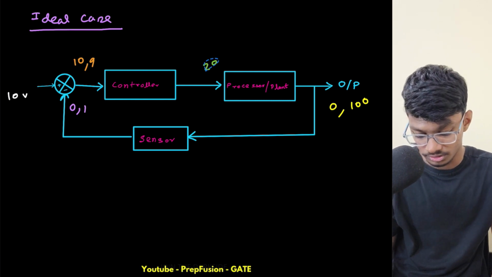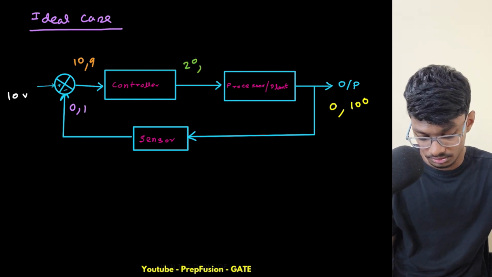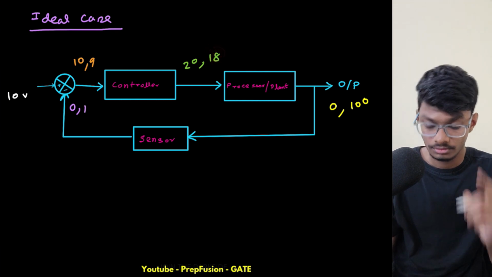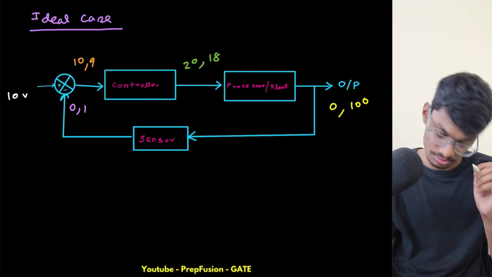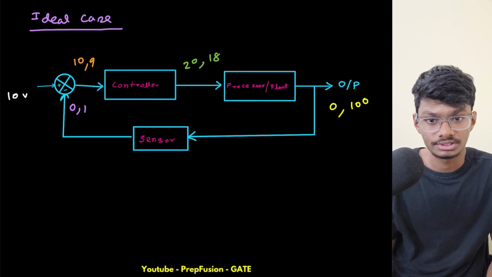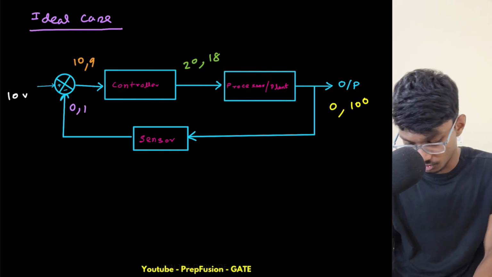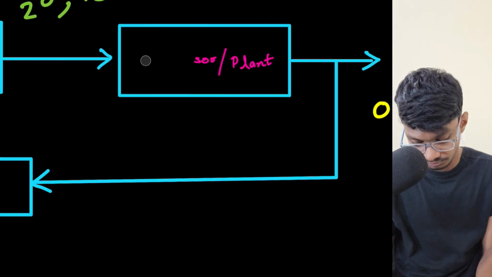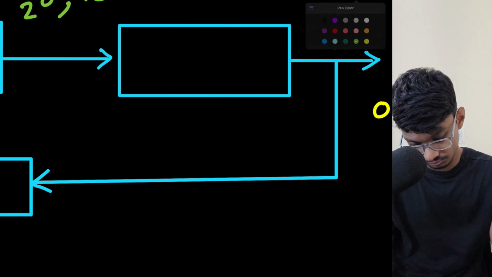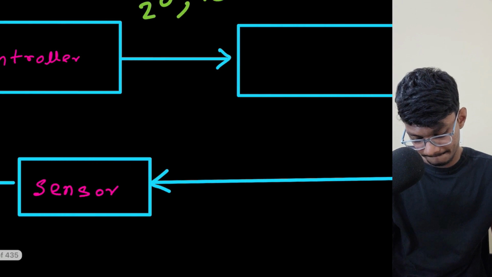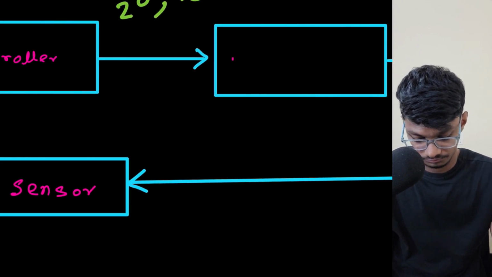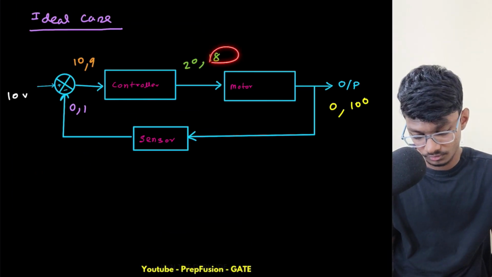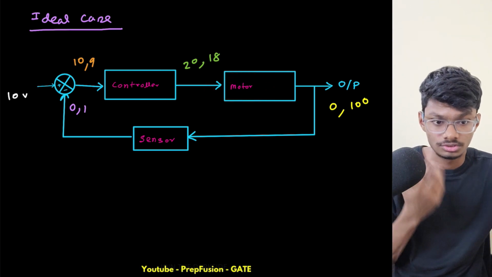Linear scale. So the input to the motor this time will be 18. The input to the motor is 18. Now if the input to the motor is 18, what will happen? I'll just change it to motor. So this is 18 and this is the input to the motor.